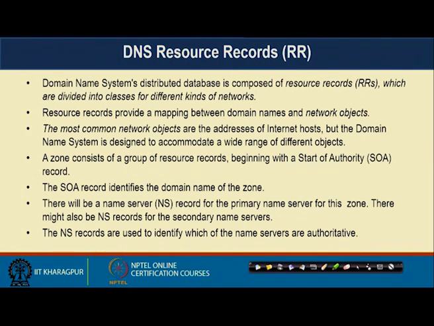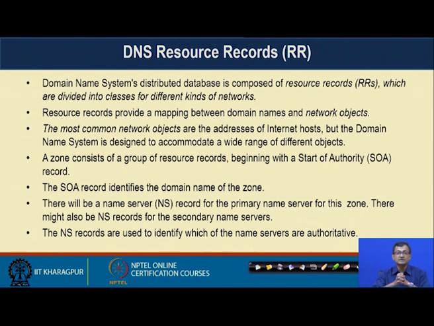Interestingly, if you see, say, IITKGP.ac.in, it can be a domain, it can be a domain server, it can also be an HTTP server, or I can have an FTP server. So, that is a record which says, based on that mapping, what sort of request I can map to that particular network object. The most common network objects are the addresses of internet hosts, but the domain name system is designed to accommodate a wide range of different objects. So, it is not only host IPs, but something much more than that. So, it is a concept of resource records.